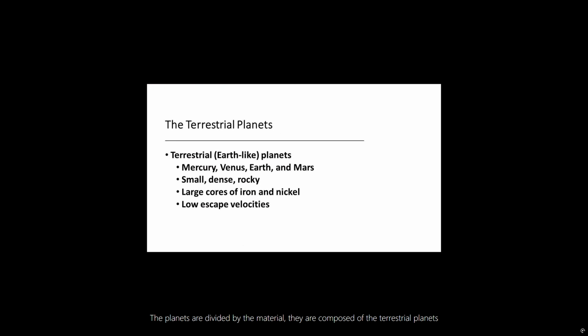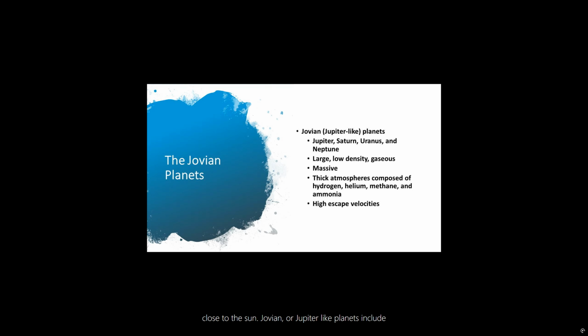The planets are divided by the material they are composed of. The terrestrial planets, Mercury, Venus, Earth, and Mars, are Earth-like in their composition. They are small, dense, and rocky, with large cores of iron and nickel alloy, and have low escape velocities because of their density. This is why they orbit close to the Sun. The Jovian or Jupiter-like planets are Jupiter, Saturn, Uranus, and Neptune. They are large, low-density, gaseous, massive planets with thick atmospheres composed of hydrogen, helium, methane, and ammonia. Because they are composed of low-density material, they have high escape velocities and orbit the Sun at much greater distances than the terrestrial planets.